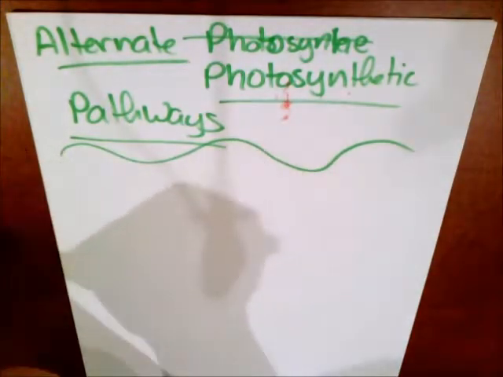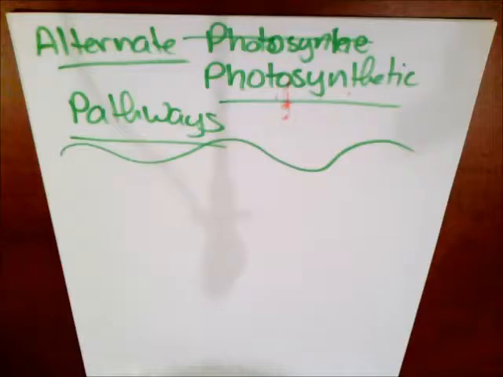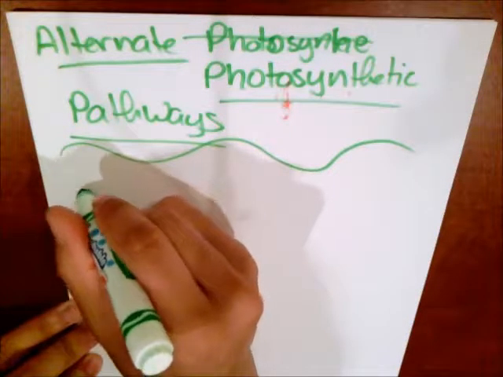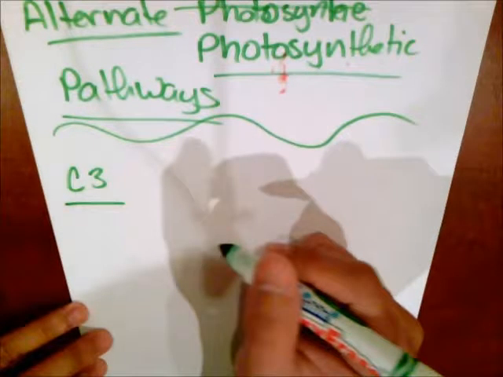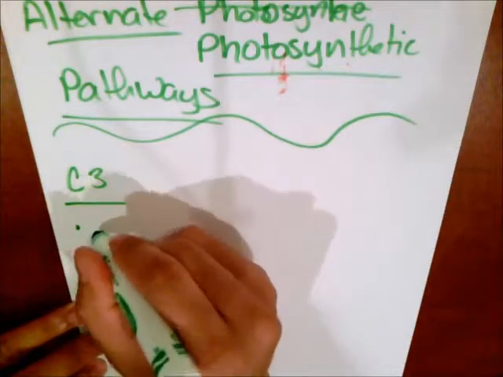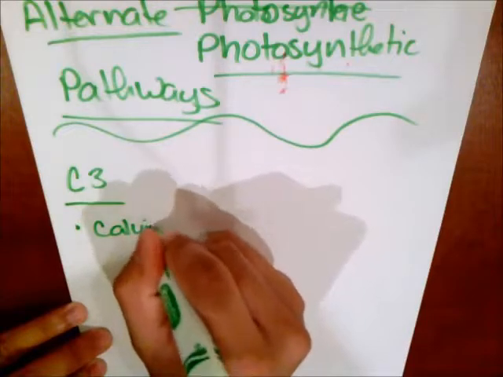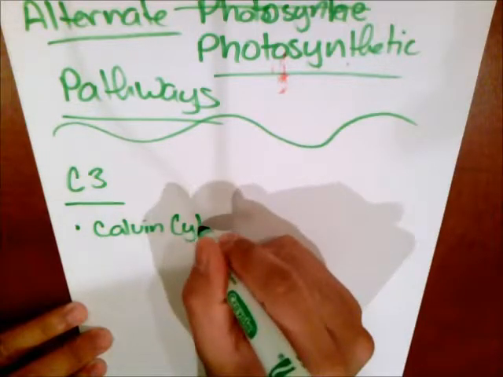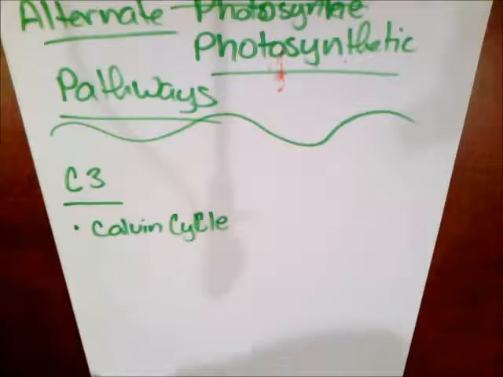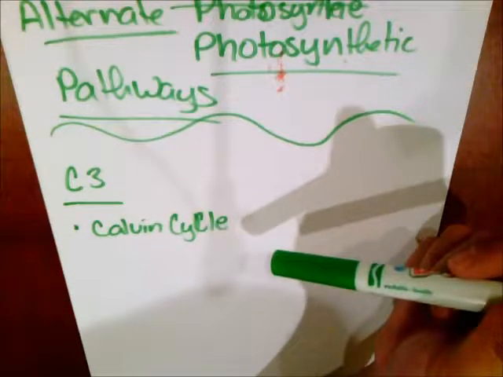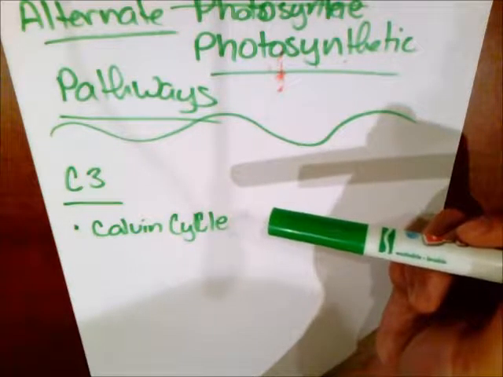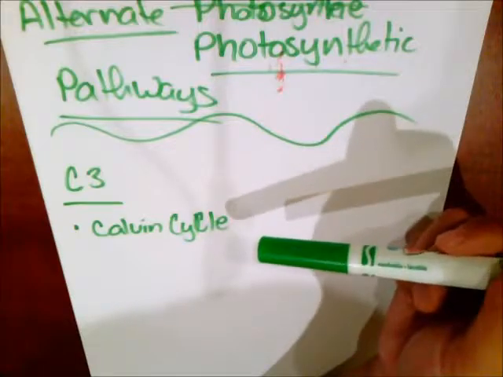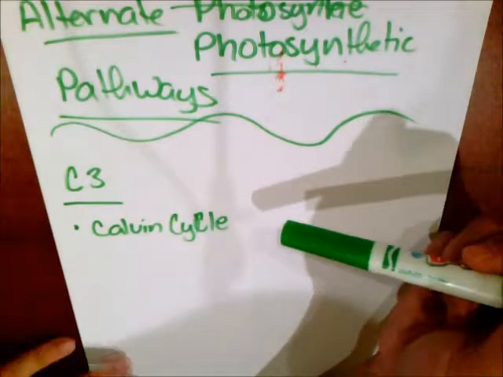Let's do C3 plants in green because they're pretty regular. C3 plants are fairly regular. They use a Calvin cycle. That's it. But they produce something slightly different, and I'm not going to worry about that too much. Basically, it's called C3 because they create something called a 3-carbon compound. It just has 3 carbons in it instead of your usual 6 and whatnot. It's just slightly different. The products are slightly different.